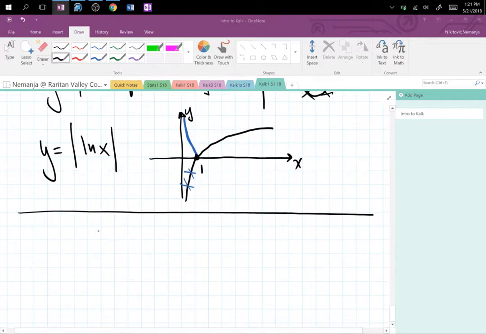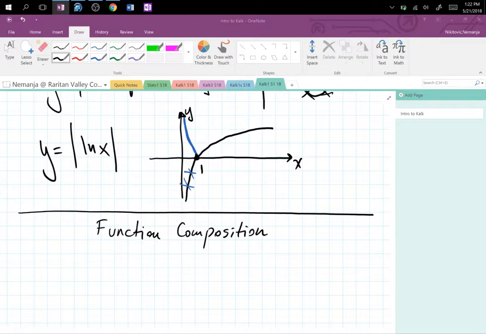Function composition. First off, let's all agree that a function is computing a number. Yes?